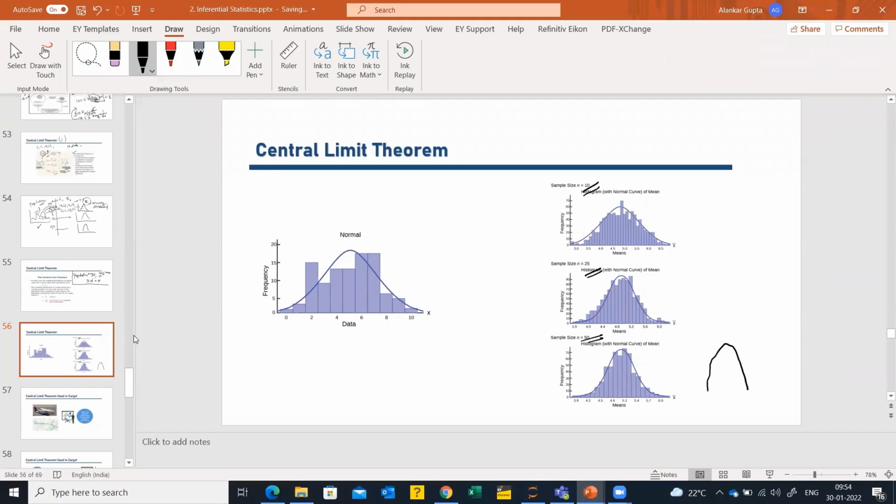As the number of items you draw as samples increases, the standard deviation of the sample means will also become smaller. It will become more narrow. If you see here, your standard deviation is lying in this range. In here, your standard deviation reduces. In here, it reduces again. So it is becoming narrower and narrower.